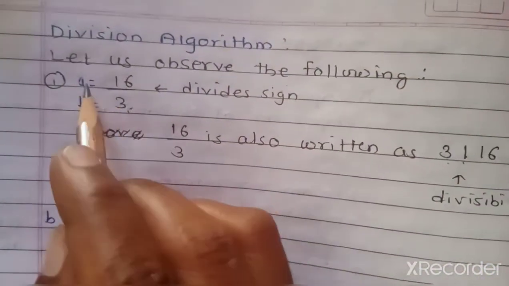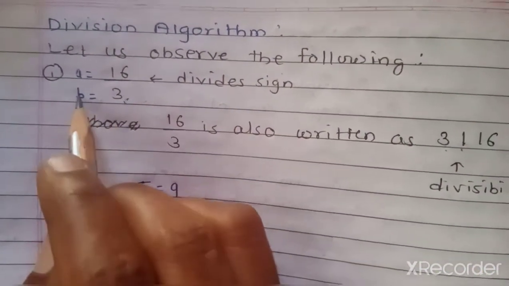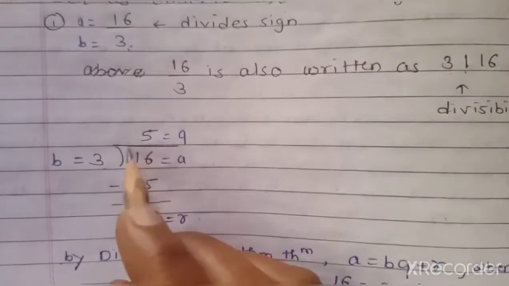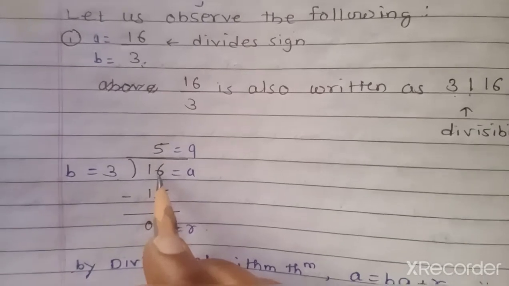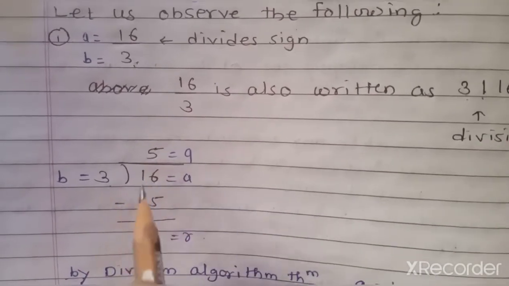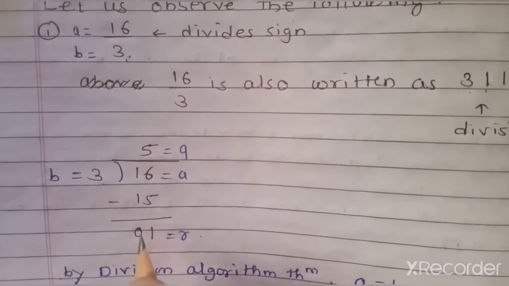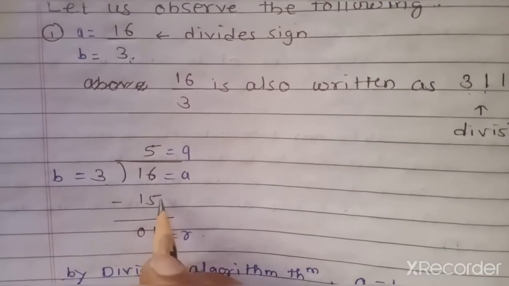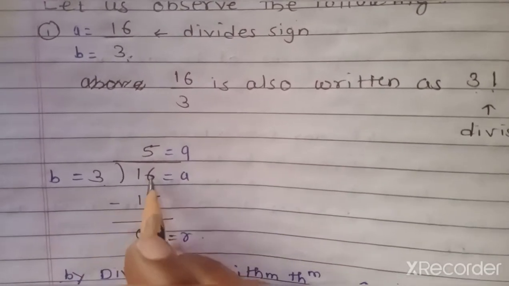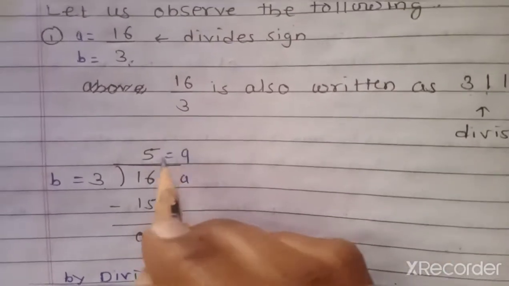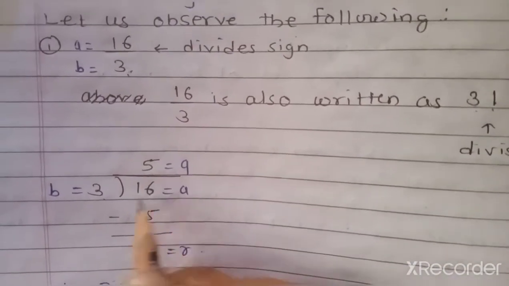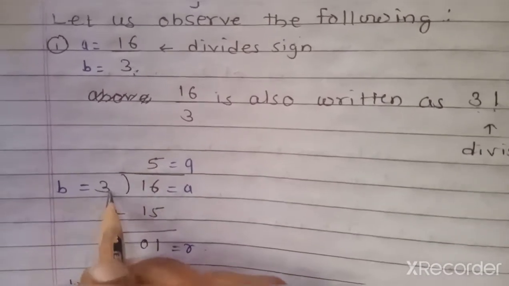Now here we consider 16 as a and 3 as b. So we do our division here. 3 divides 16: 3 into 5 is 15. So we write down the 15. 16 minus 15 is 1, so we get remainder 1. Quotient q is 5. Our a is 16 and b is 3.